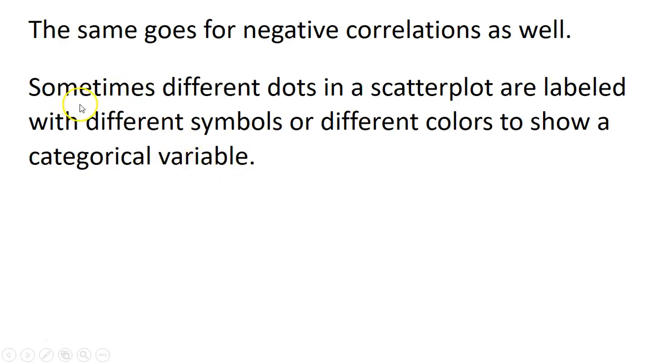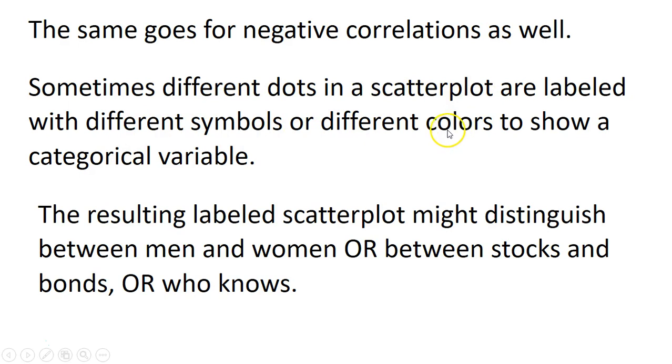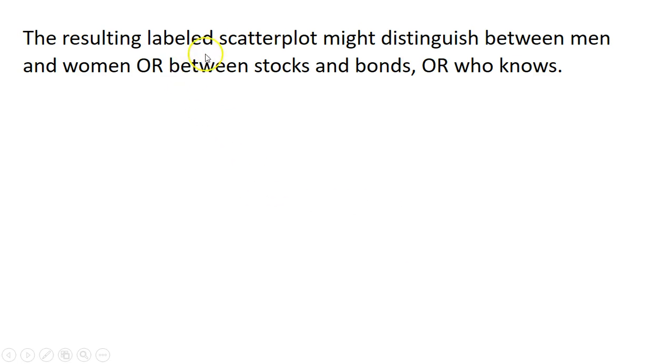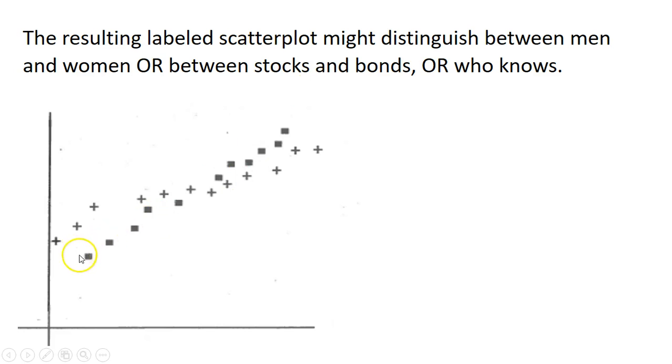Negative correlations as well. Sometimes different dots in a scatter plot are labeled with different symbols or different colors to show different categorical variables, and the resulting labeled scatter plot might distinguish between men and women, or between stocks and bonds, or who knows what. But the resulting labeled scatter plots might distinguish between those two things, right? So my point is, you can have two scatter plots on one thing. It doesn't mean that they go together. They might go together within the same idea of the problem, but they are not the same thing.